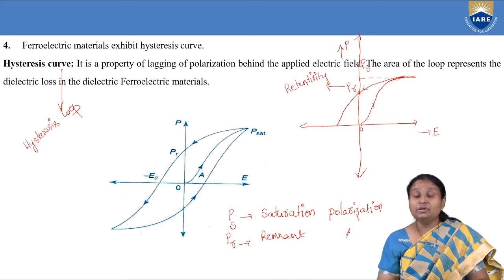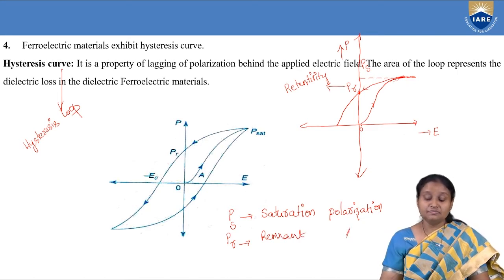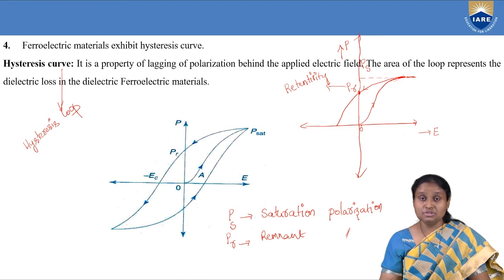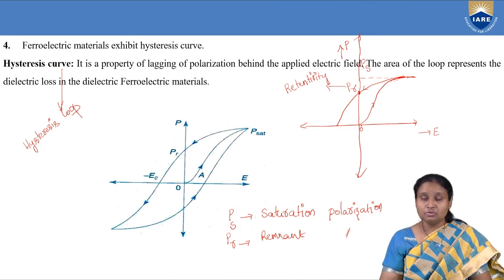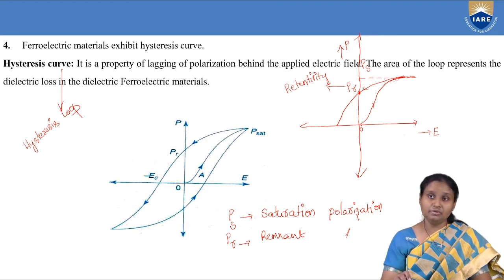And this is a very important property of ferroelectric materials. Because of this property, they are used in memory devices. In memory devices, even if your power goes off, it is going to store data for some time. So for those non-volatile memories, where there is no loss of data when power goes off, we make use of these materials.